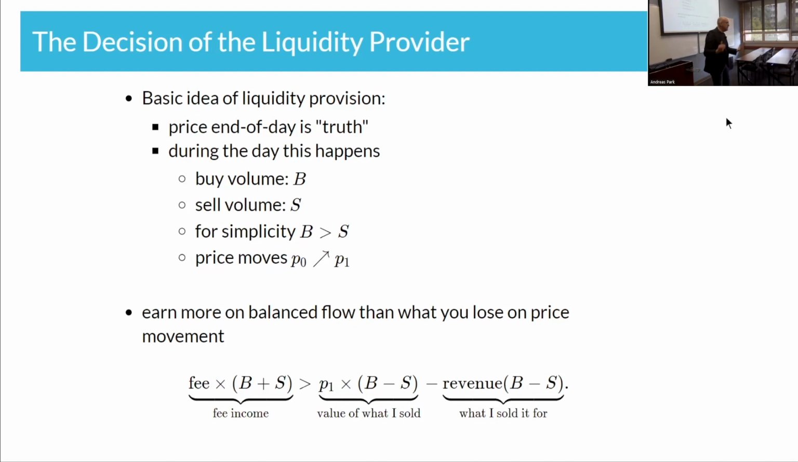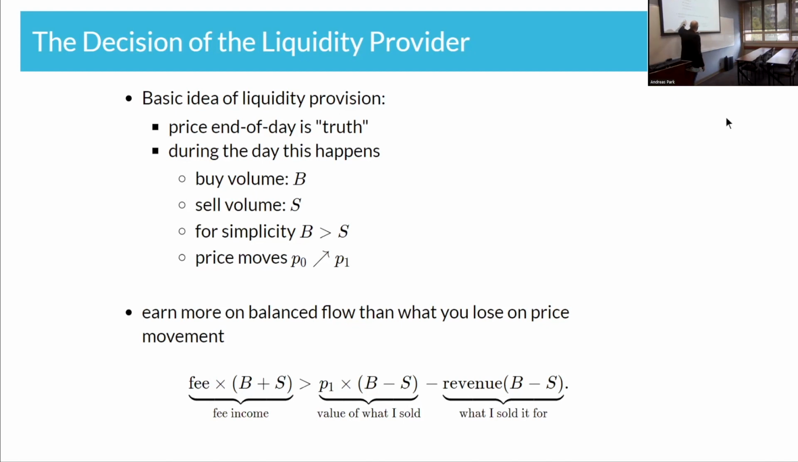Okay. Now you're losing on that because, say you take a trading day, at the end of the trading day, you believe in efficient markets, so the price is the truth. The imbalance part moves the price from some level, say P0, to level PT, and that's basically your loss. But you gain money in terms of the bid-ask spread and all the balanced order flow.